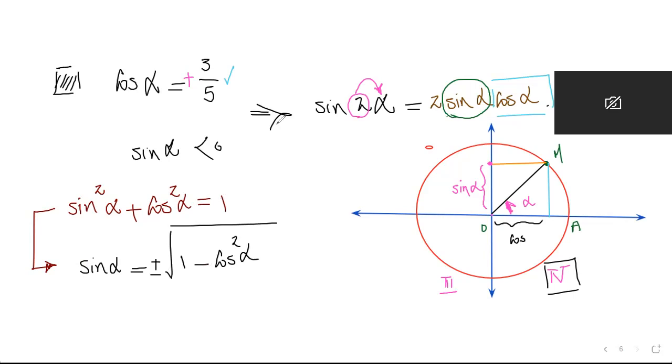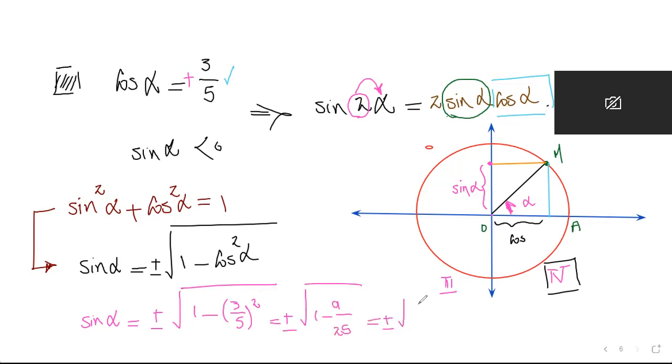And now, look at this. We have sine alpha equals plus or minus the square root of 1 minus 3 over 5 squared, which is plus or minus the square root of 1 minus 9 over 25, which becomes plus or minus the square root of 16 over 25, which becomes plus or minus 4 over 5, basic algebra. Now you see as a result, for the sine of the same angle, we got two numbers, plus and minus. Yes, Nick?